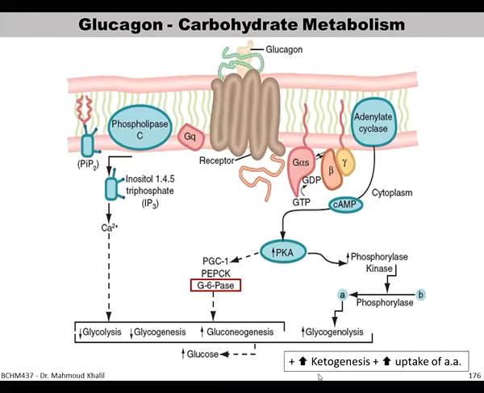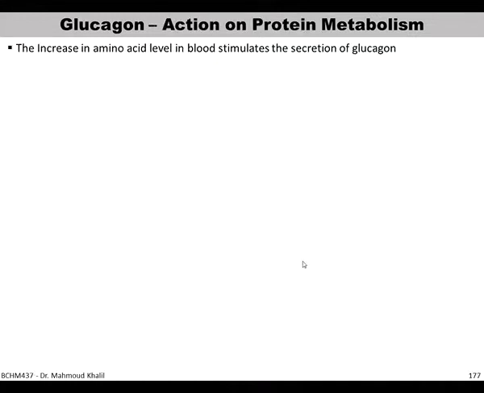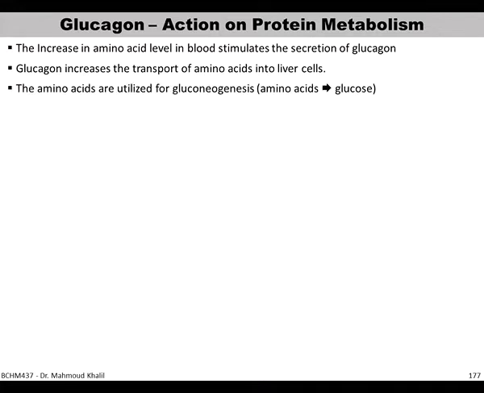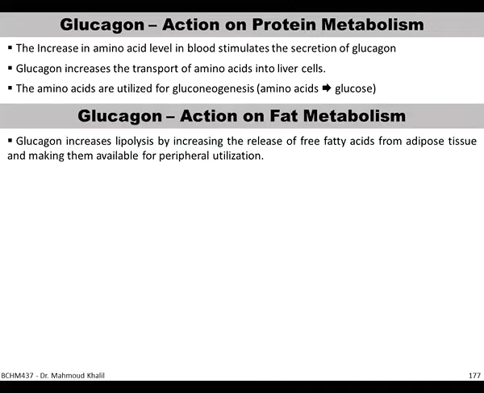Of course, this will lead as well to an increase in the process of ketogenesis as well as the uptake of amino acid. So what about the action of the glucagon on protein? The increase in amino acid level in blood stimulates the secretion of glucagon. Glucagon increases the transport of amino acid into the liver cells. And of course, these amino acids are utilized for the formation of glucose from amino acid, gluconeogenesis.